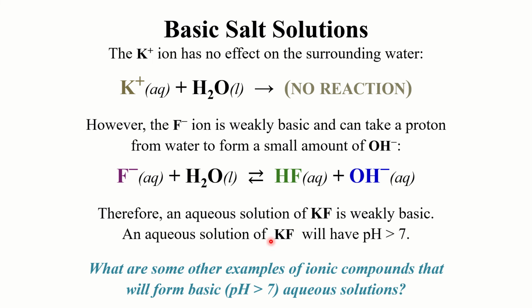What are some other examples of ionic compounds that will form basic aqueous solutions? Anytime you have a group 1 or 2 metal cation, the cation coming from a strong base, mixed with the anion from a weak acid, that's going to result in a basic salt solution.